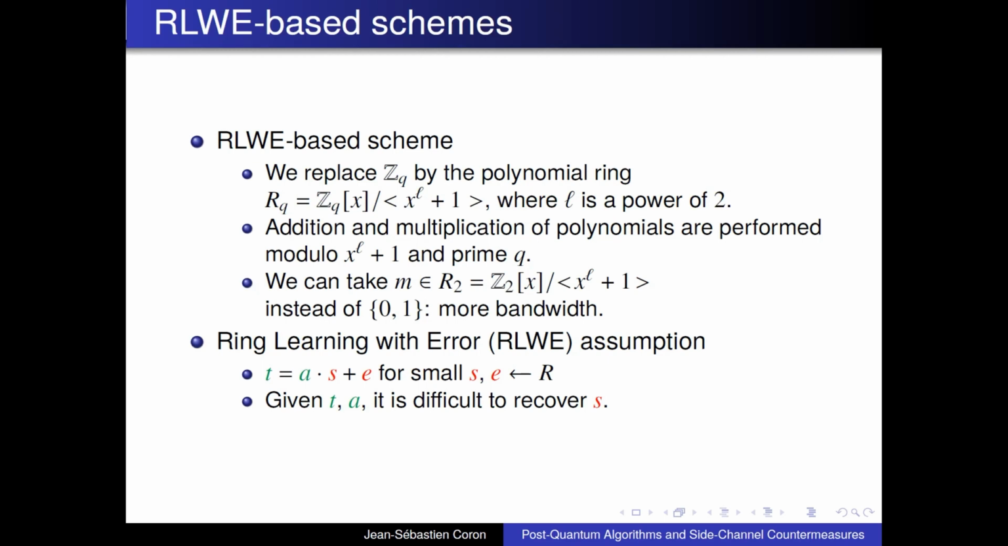And now the security is based on the ring learning with error assumption, which is: we are given T and A. So A is a random element in the ring R_Q, and S and E are small secret elements, so polynomials with small coefficients. And we compute T = A·S + E, and we are given T. So given T and A, it should be difficult to recover the secret key S. So that's the ring learning with error assumption.